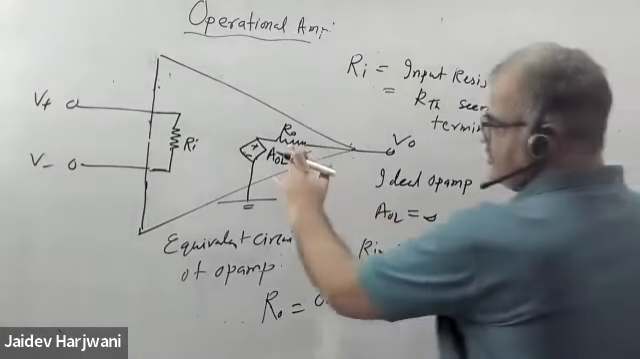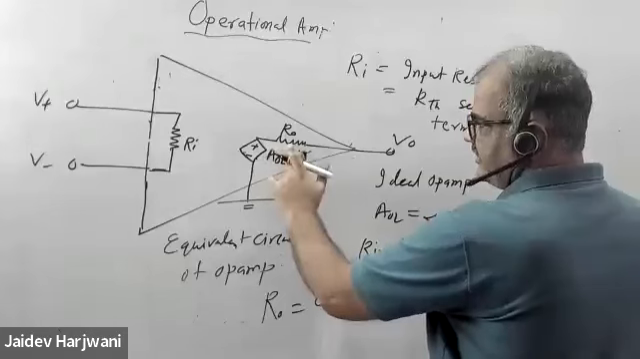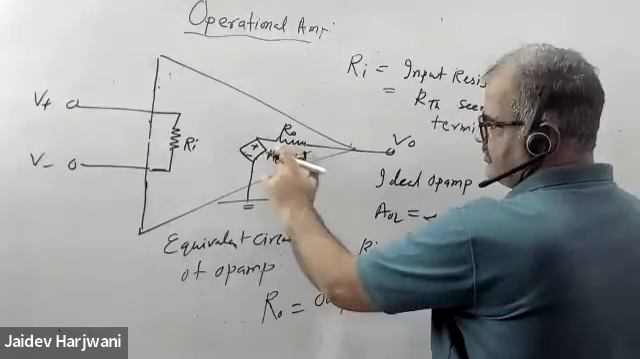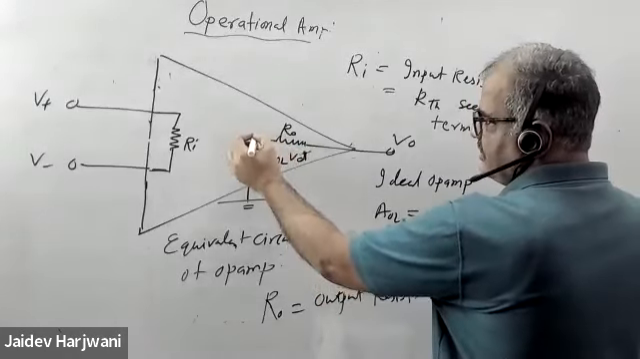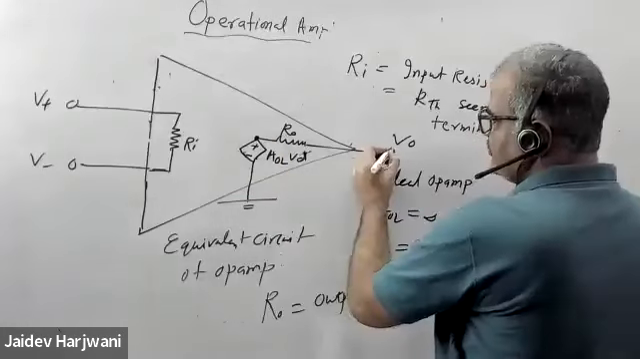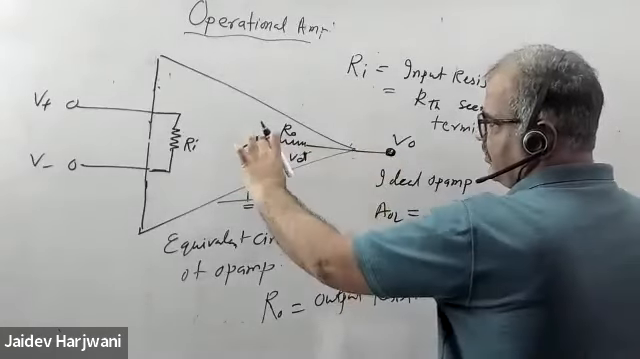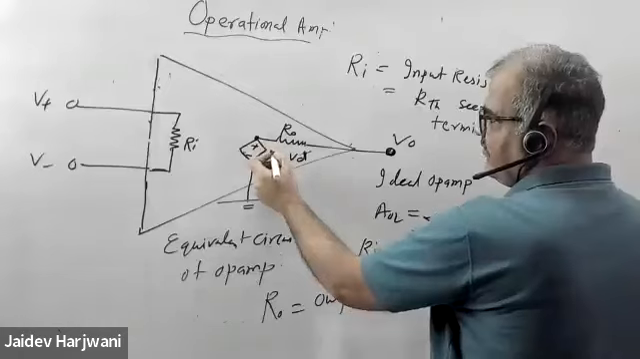Okay, if this is zero, short circuited. Zero means what? No resistance. Then the voltage at this point is equal to this point. And the voltage at this point is equal to AOL VD.